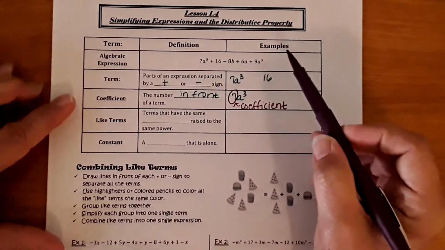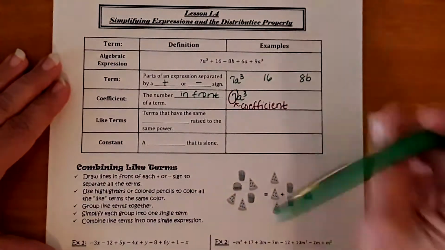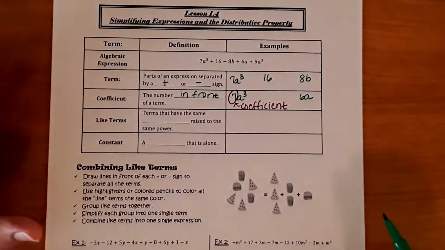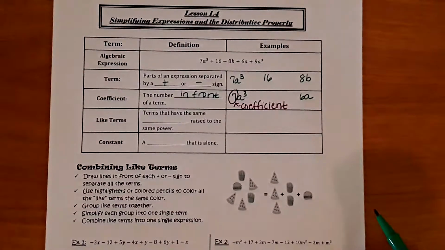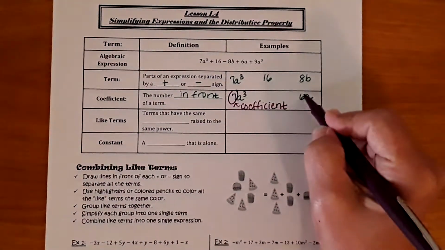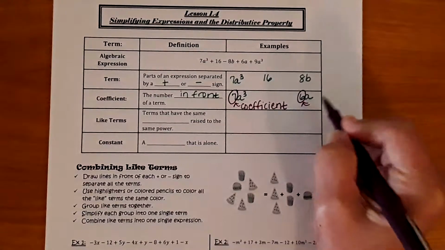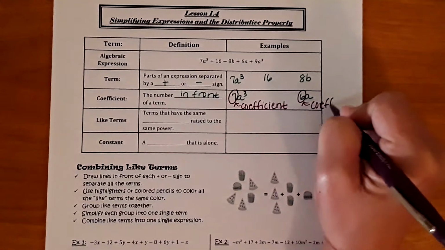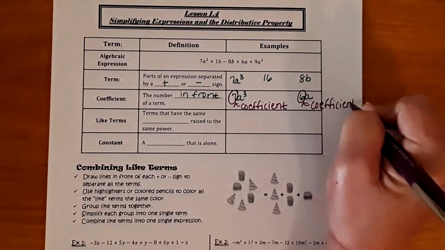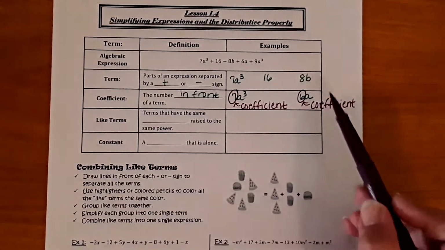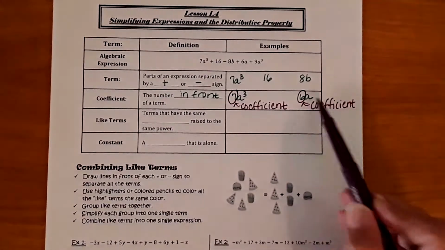Now let's look at 6a. If we look at 6a, you guys, what is the coefficient? The coefficient is always the number in front of the term or in front of the variable. That's a better one that I like, but this is a good definition. So the 6 is the coefficient. What do you think the a is called? Did you say variable? You're right. So the 6 is the coefficient, the a is the variable, together they make a term.